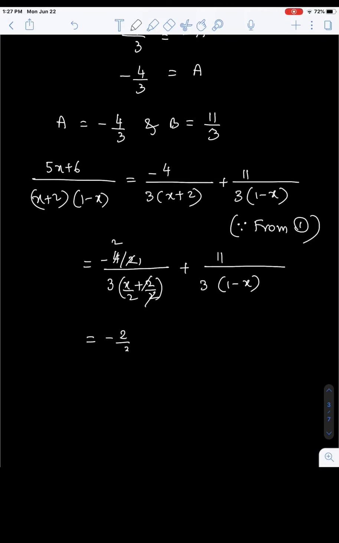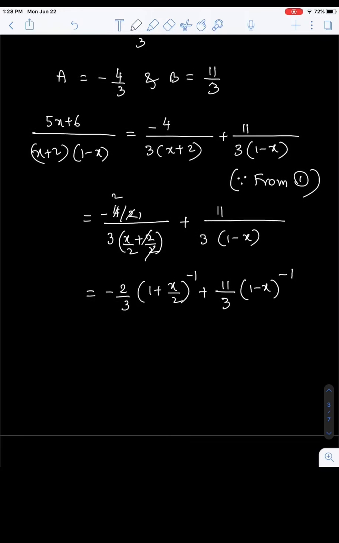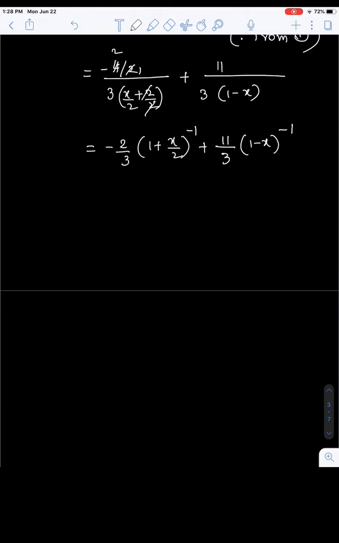Next step, what will come? Observe. Minus 2 by 3 into 1 plus x by 2 whole power minus 1, plus 11 by 3 into 1 minus x whole power minus 1. Dear students, don't confuse. Understand clearly. Listen thoroughly. Again I repeat.